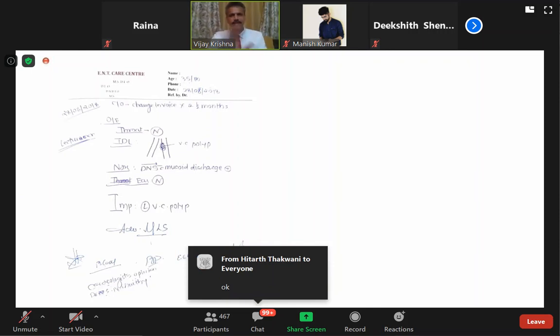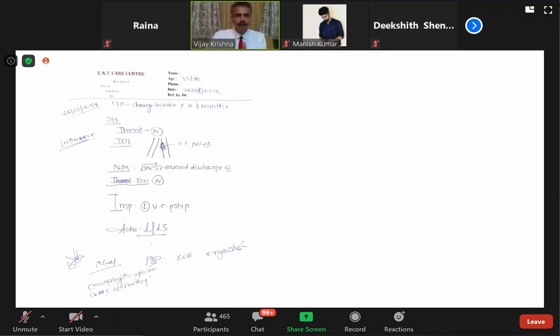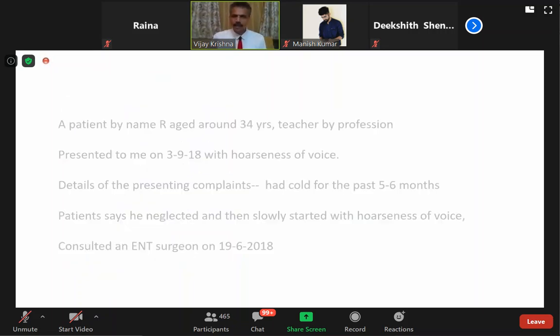See, this case, everything was set. The cardiologist opinion was taken, everything was set, and he was about to get operated. He works for a college, he's a teacher by profession. The college dean, he told, I know Dr. Vijay, why don't you meet him once? So the dean himself brought this patient to me, and we discussed.